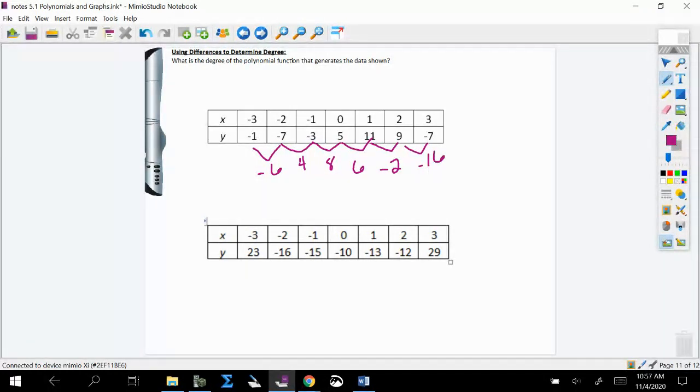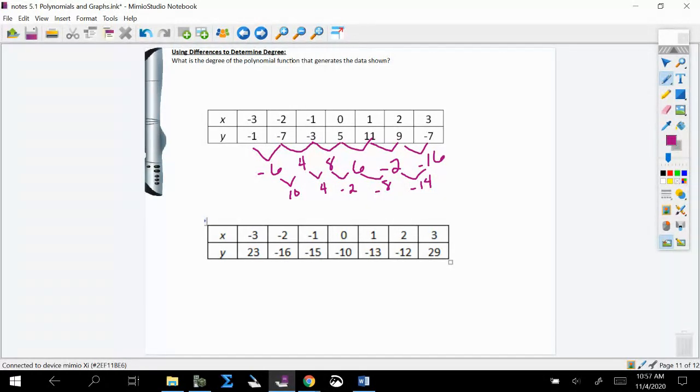So once you do this and you find these are called the differences, you're going to look and see if all the numbers are exactly the same, which obviously they're not. And if they're not, you're going to repeat the process. So now we're going to see the difference between -6 and 4. So that goes up 10. 4 to 8 goes up 4. 8 to 6 goes down 2. 6 to -2 goes down 8. And -2 to -14 goes down 14.